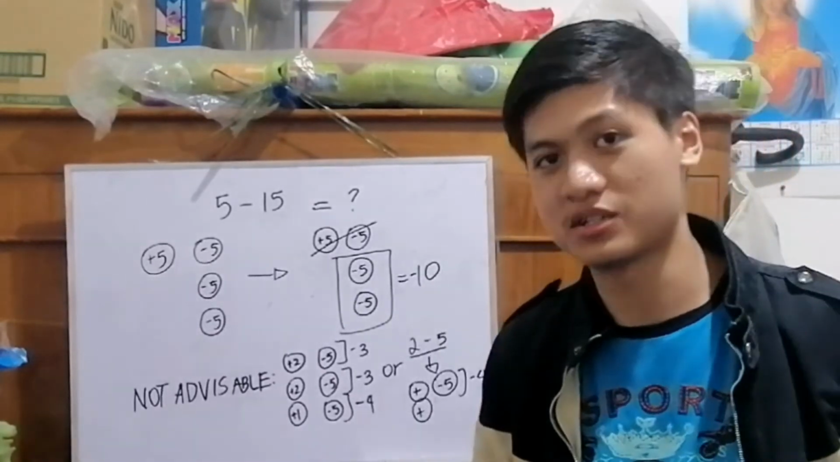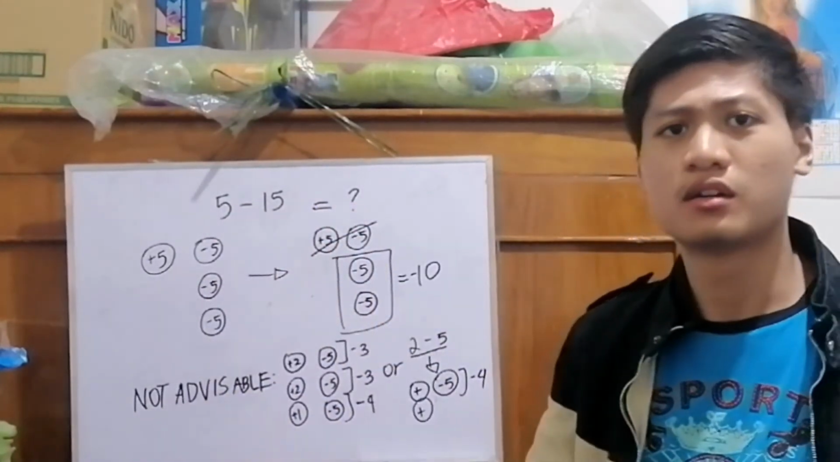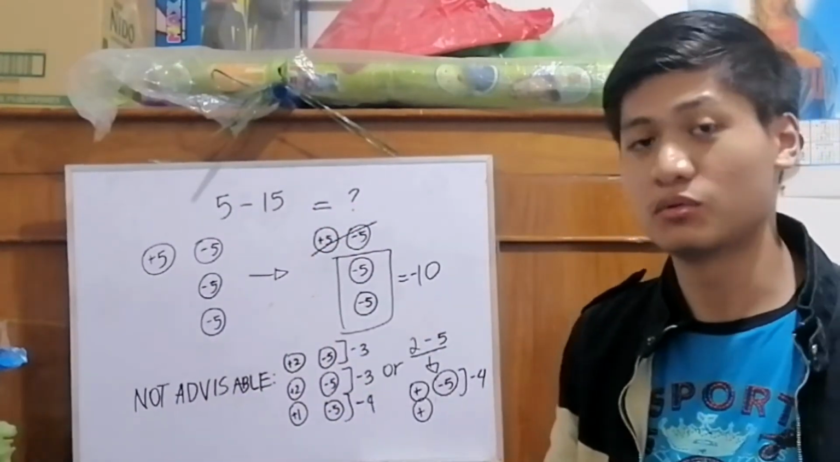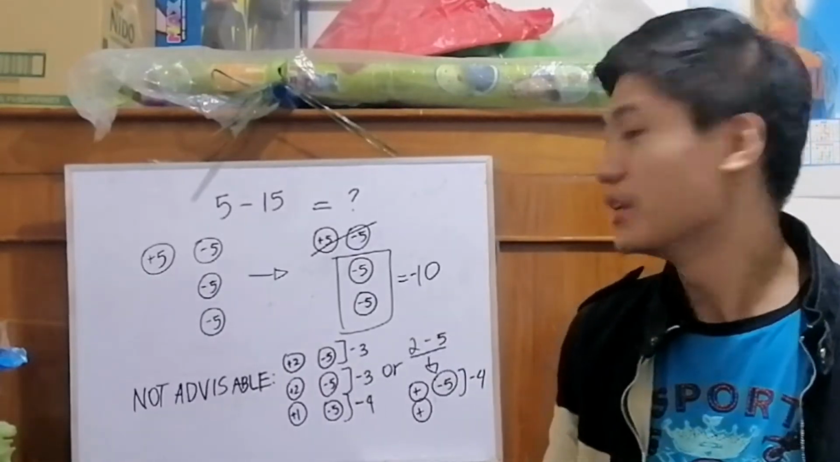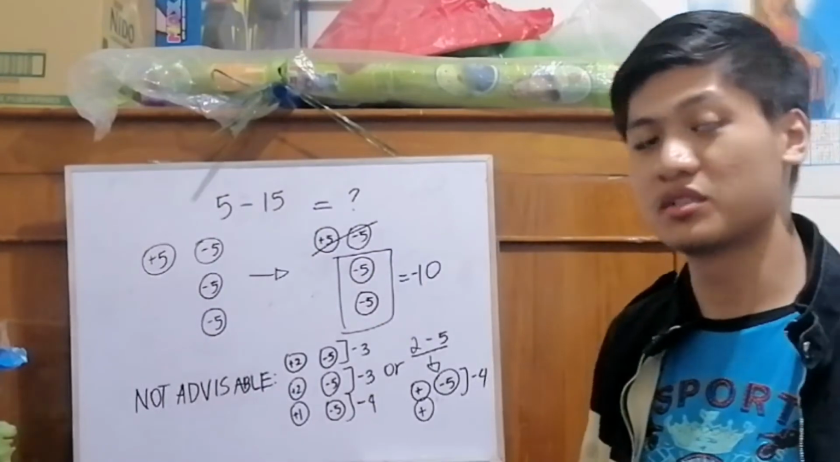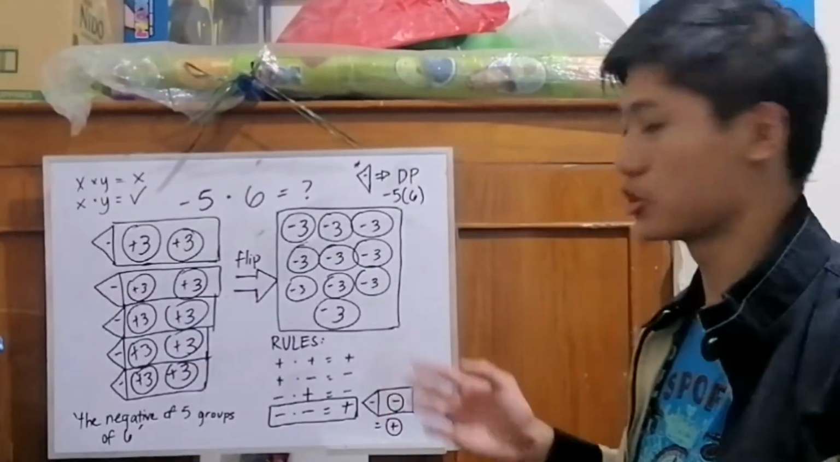Although they will give you the same answer, just like this one. I'll make this negative 15 plus 5, but it will still give you a negative number. Now the next problem involves a multiplication, and then after that we proceed with division. So now we have multiplication.